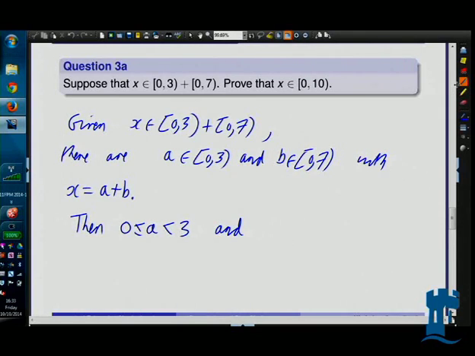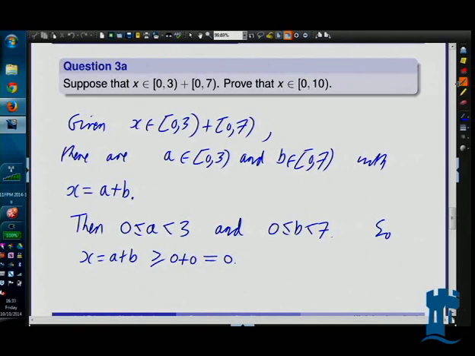You see, a lot of stuff in this module involves simply writing down what you know from the definition of the object you're talking about. So, x is equal to a plus b. I'll do the greater-or-equal bit first. a is greater than or equal to 0 and b is greater than or equal to 0, so this is greater than or equal to 0 plus 0, equals 0, using the fact that a is greater than or equal to 0 and b is greater than or equal to 0.